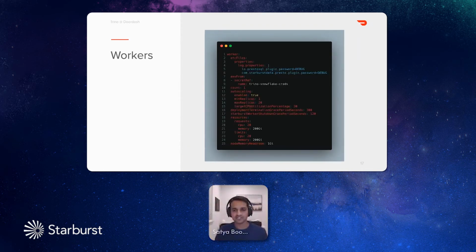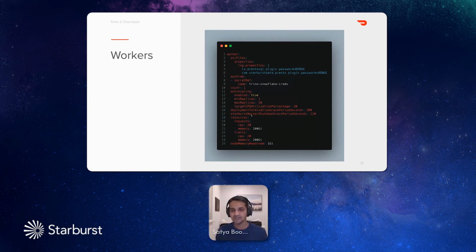So for the workers, this is where things get interesting, right? We pretty much have the environment variables as we defined earlier. And if you look at the auto scaling, this is where it comes in handy. We do have the auto scaling enabled. You specify min and max replicas, and depending on the load and the CPU usage, Kubernetes will take care of scaling up or scaling down the cluster, which is working out really well for us.